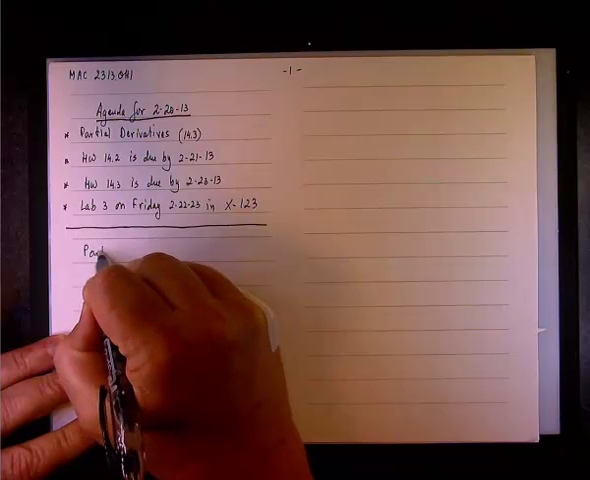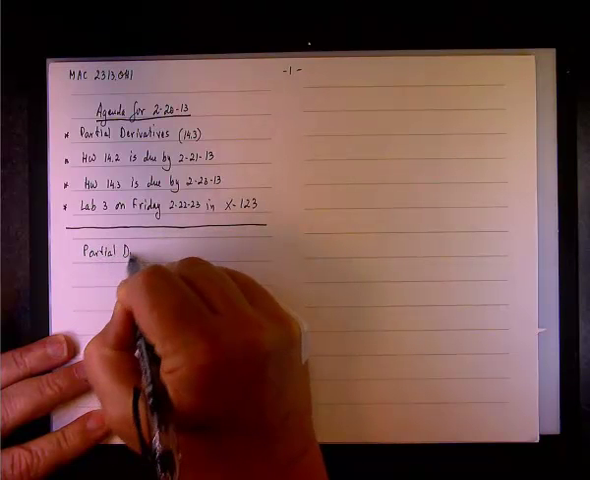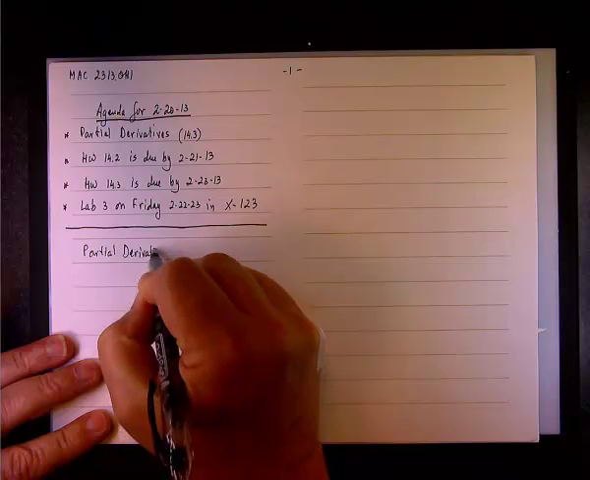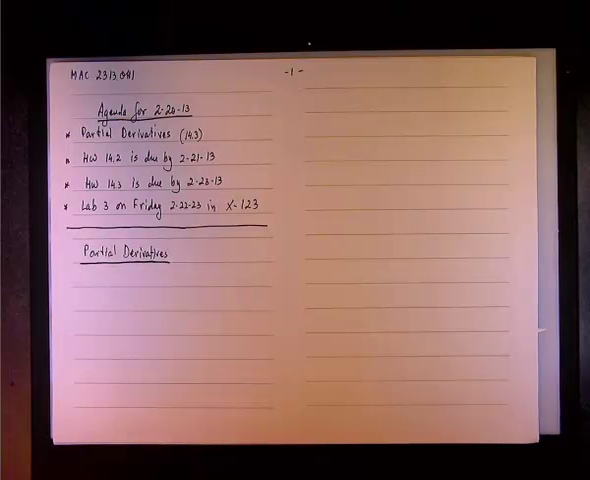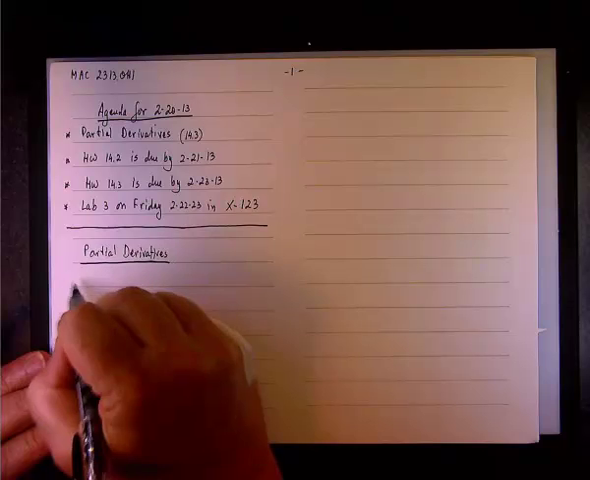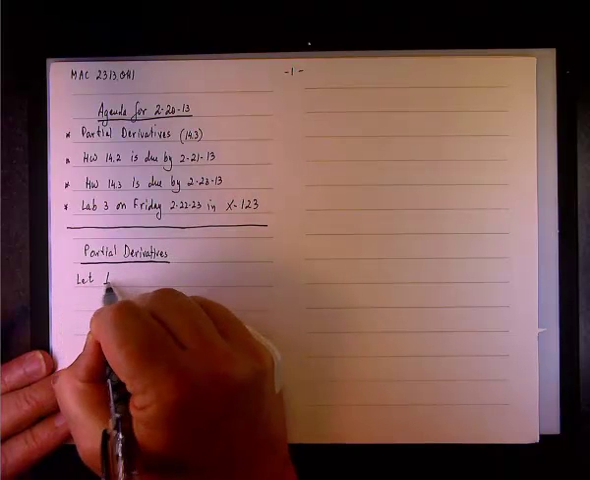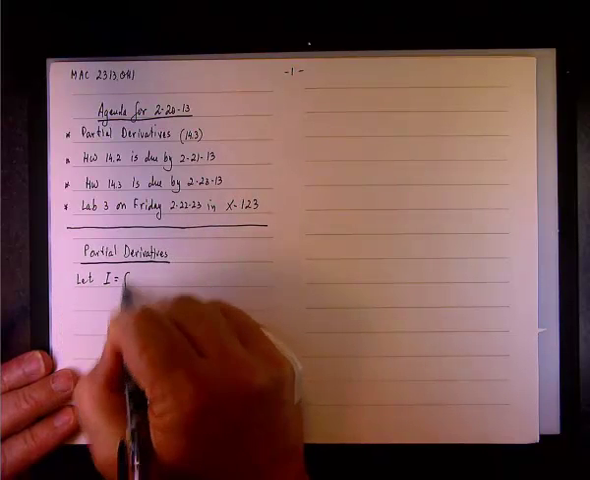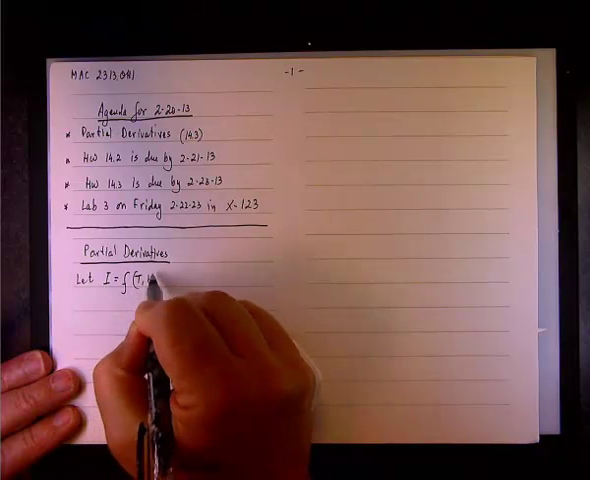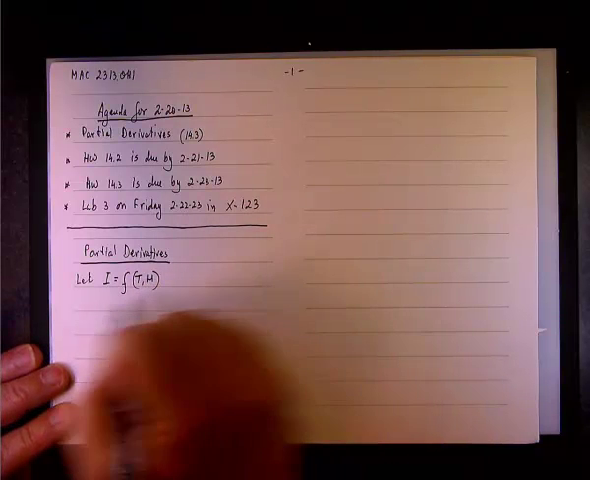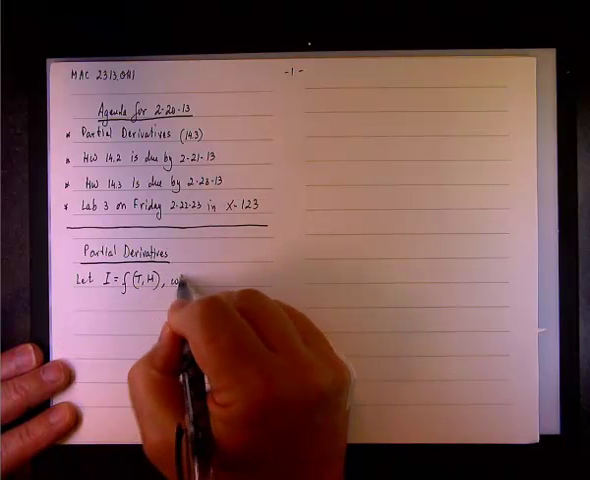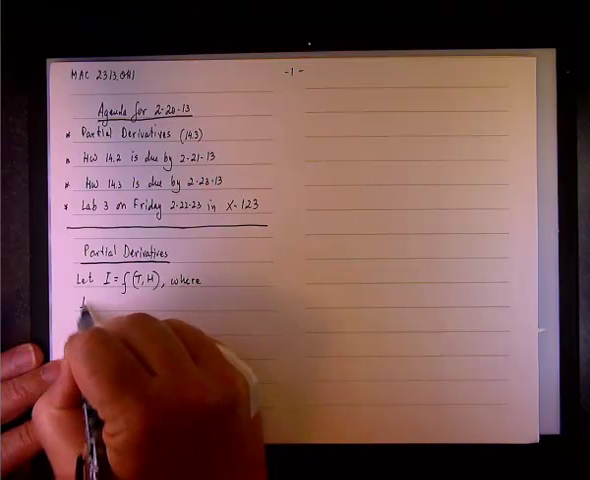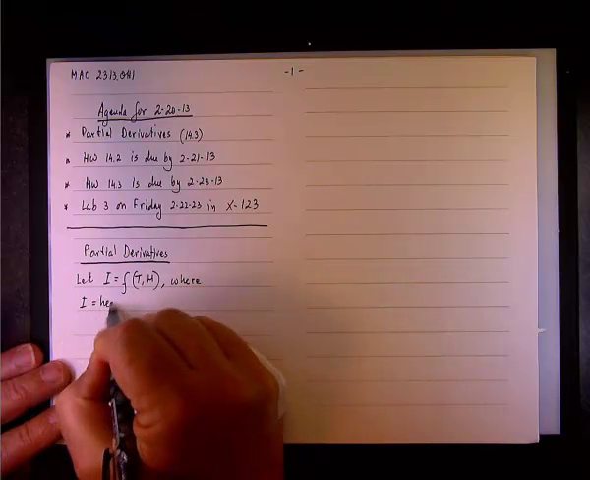The topic is partial derivative, and we start with the following example. Actually, this will serve us for different examples. Let's define a function I, a function of temperature and humidity, where I is the heat index.